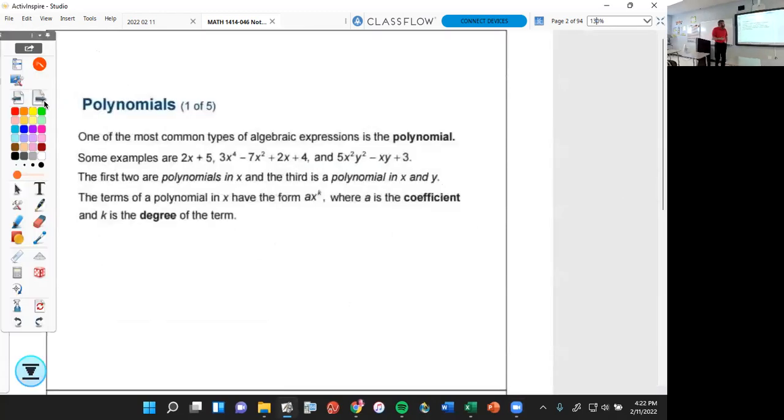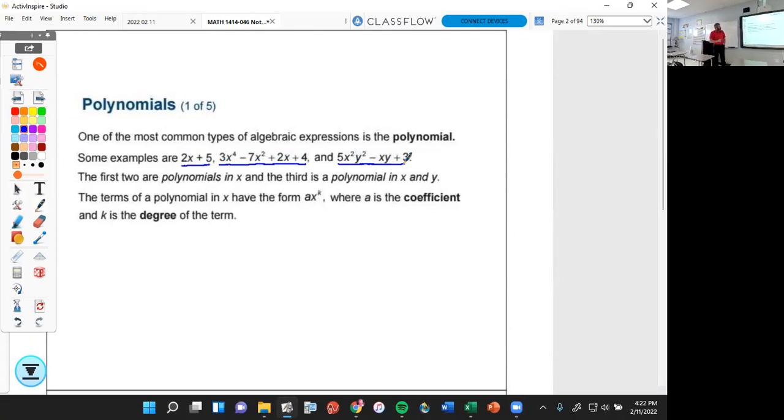What is a polynomial? One of the most common types of algebraic expressions is the polynomial. Some examples of polynomials include 2x plus 5, 3x to the fourth minus 7x squared plus 2x plus 4, which is a long polynomial, and 5x squared y squared minus xy plus 3 is also a polynomial.